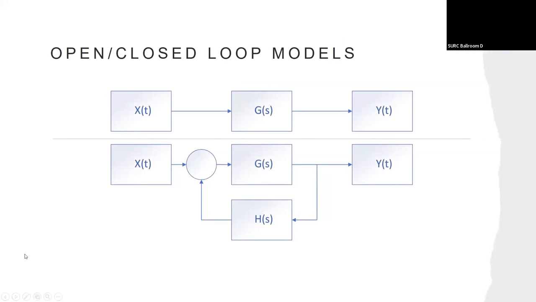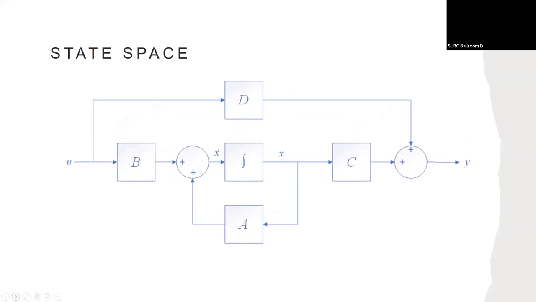This is a graphic model of those two ideas that I just described. As you can see on the top, we have the open loop model with an input, a process, and an output. And on the bottom, we have a closed loop model with an input, a process, an output, and feedback that returns to the process that is measuring our output. Now, both of these concepts are what we call single input, single output systems that only measure one thing and only give us one thing out.